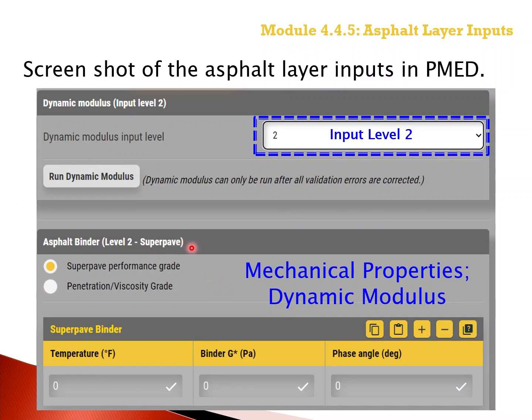This screenshot is for dynamic modulus input level 2. The additional information or inputs required for dynamic modulus input level 2 include properties of the asphalt binder. Most designers now use the SuperPave performance grade designation, which requires the binder shear modulus and phase angle at one or more temperatures.